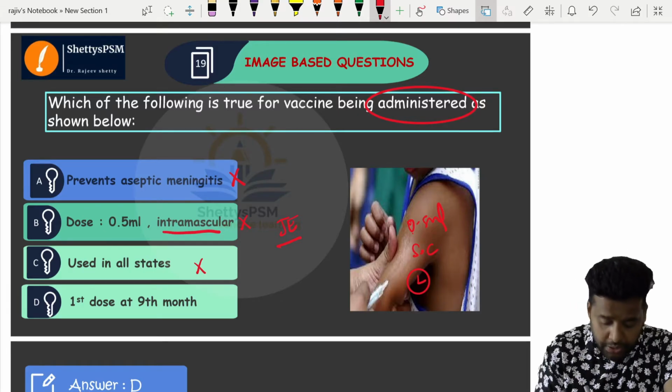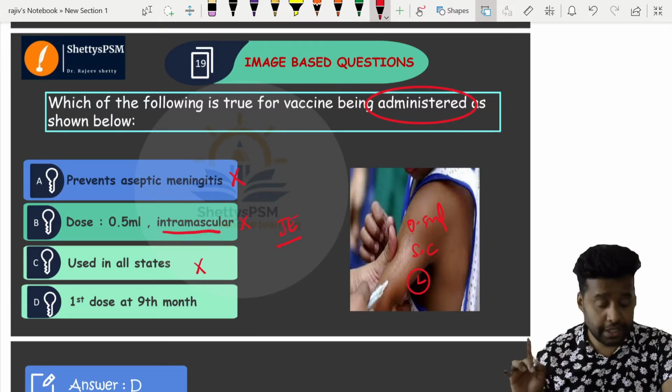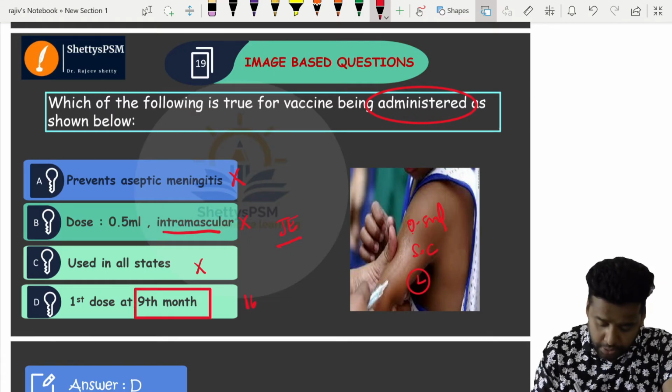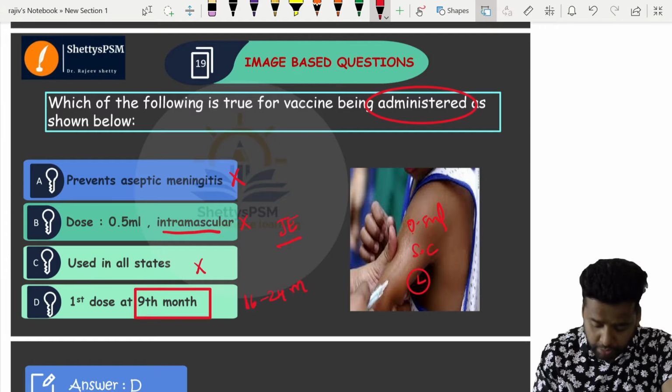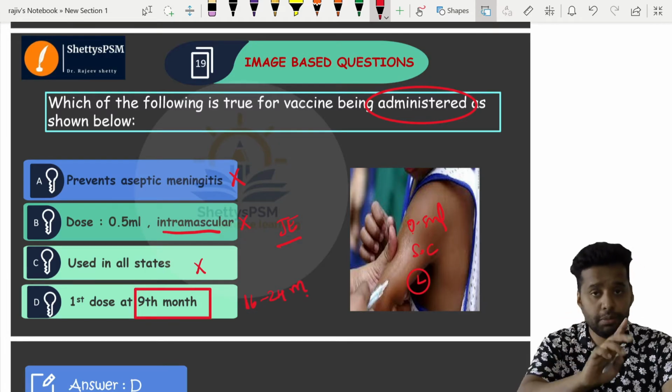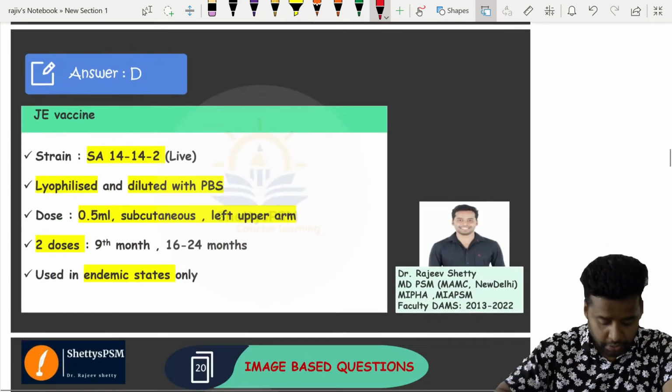Used in all the states? No, only endemic states. First dose at 9th month correct. Second dose in between 16 to 24 months. Only in endemic states. 2 doses. First dose at 9th month. Second dose at 16 to 24 months.